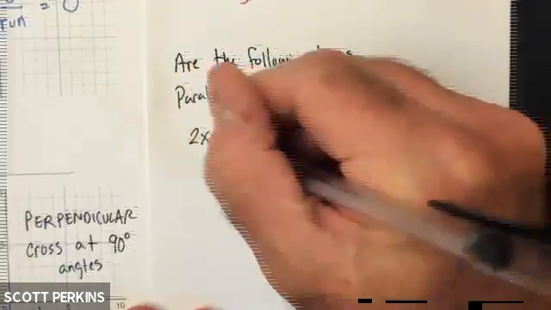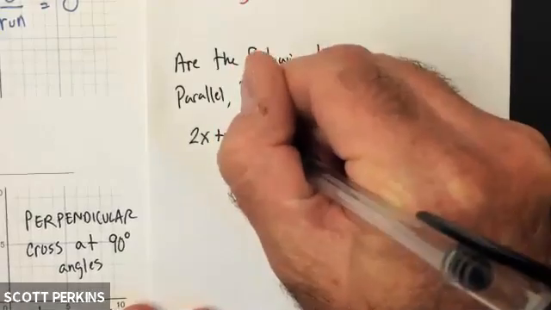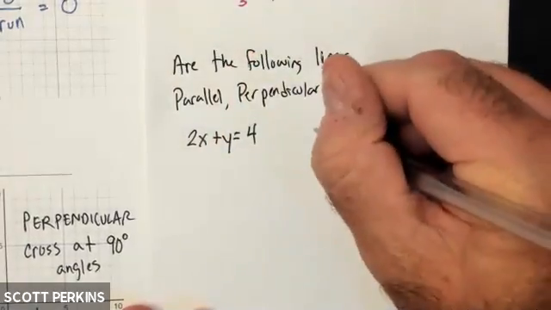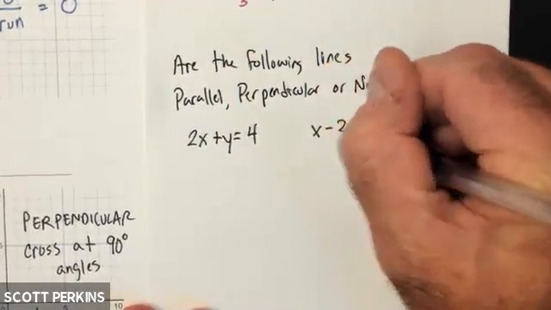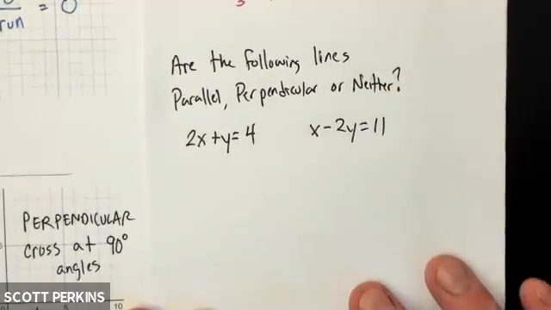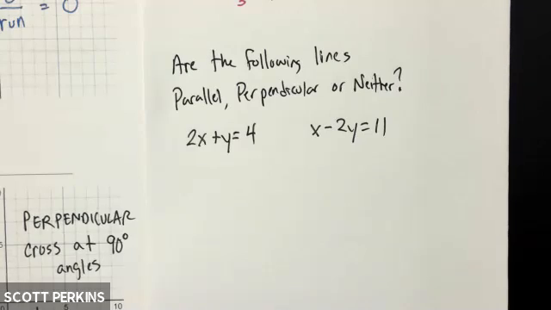Okay, so the first line is 2x plus y equals 4. The second line is x minus 2y equals 11. You need to find the slope of both of those and then compare them to see if they are parallel, perpendicular, or neither.